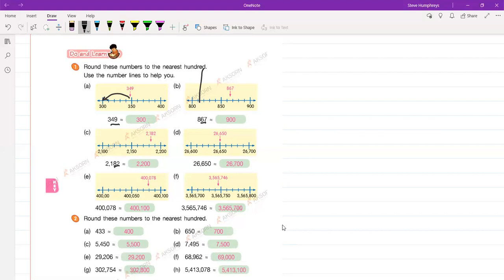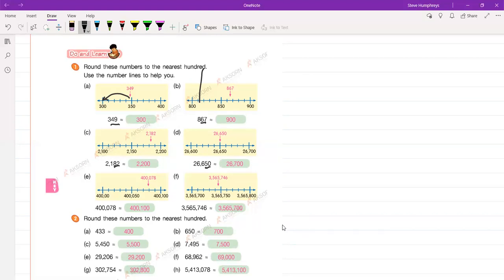D, 26,650. Look at the last two digits, 50, 50. That will tell you what to do. Round it up or round it down.